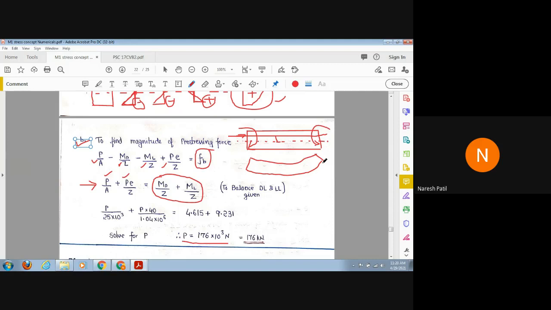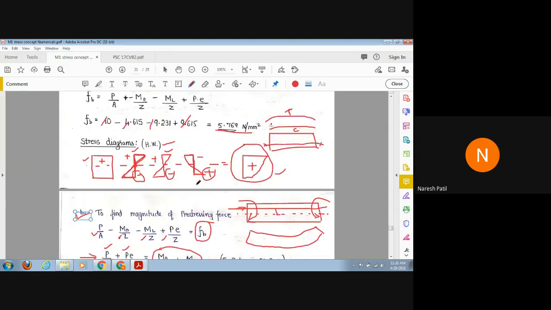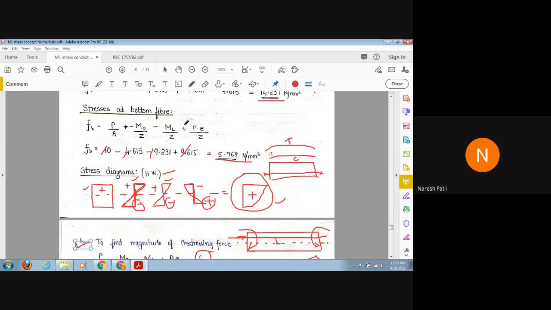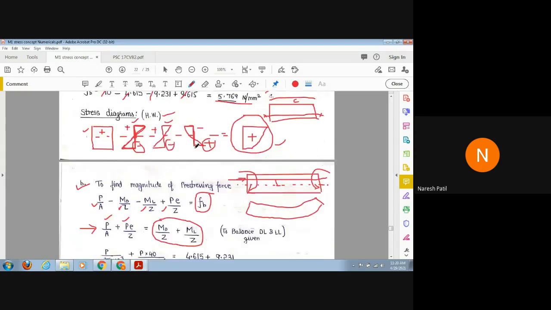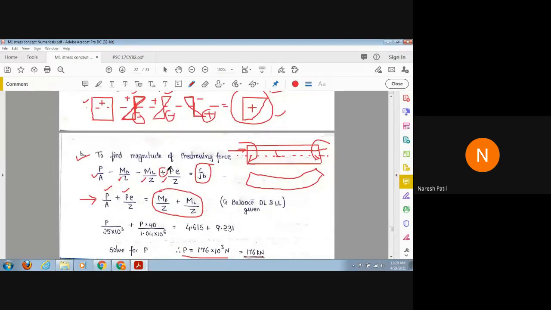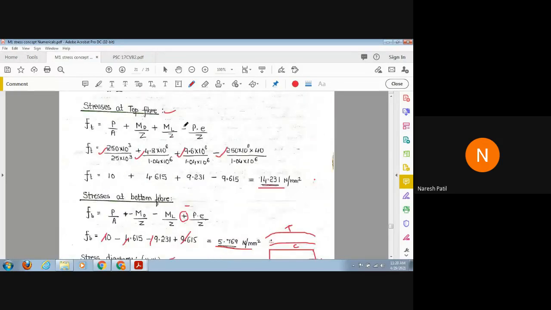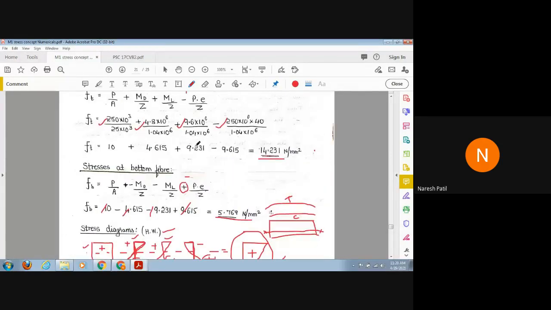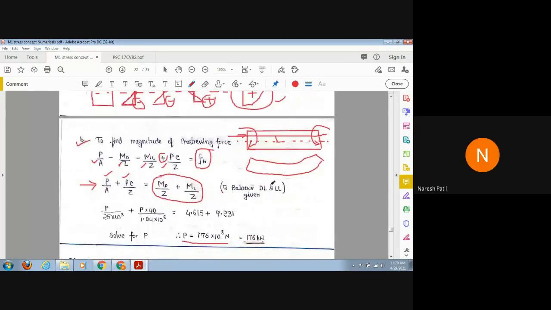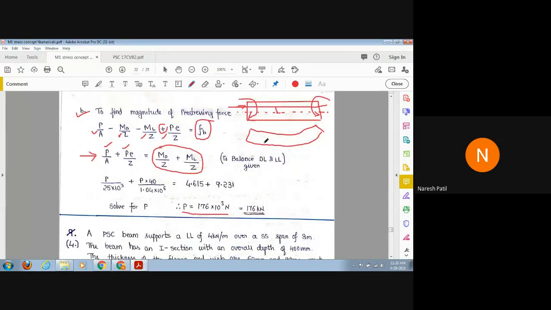So what will happen here? The sign convention changes. How? This will become minus and this will become plus. Sorry, here first, this minus will become plus, and then this plus will become minus. Because what will happen? Because of load it will bend down and because of the pre-stress also it will bend down. So both are bending downward. So what happens? Top compression plus, bottom tension minus.